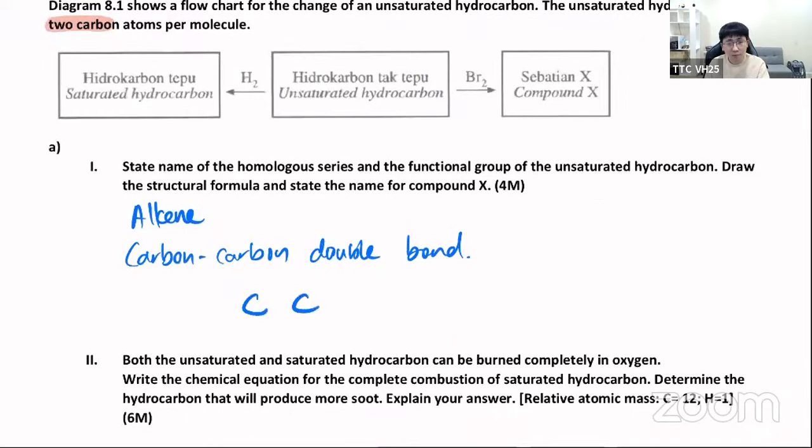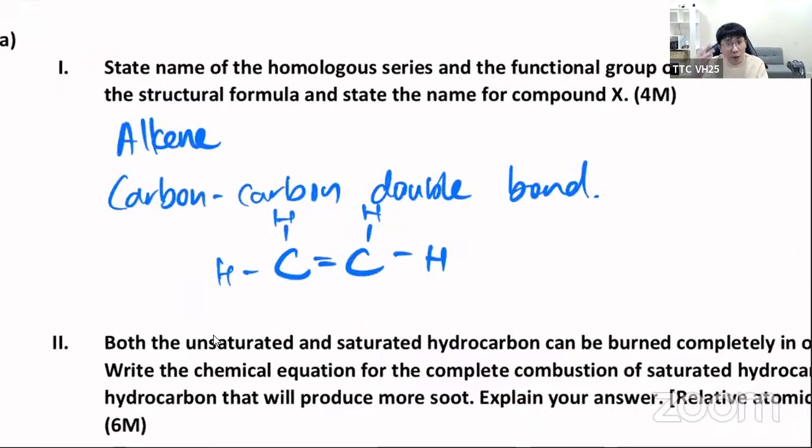So 1, 2. How to draw a normal 2 carbon alkene? It's supposed to be ethene. So a normal alkene is supposed to be like this. But guys, this is not the answer. Why? Because they say draw and state the name of X, which is after adding Br2. So what happens if Br2 adds into your alkene, into your ethene? You go in and take away one of the bonds.